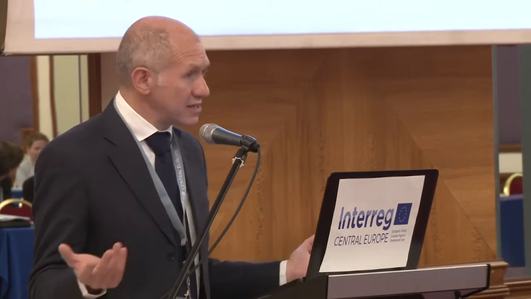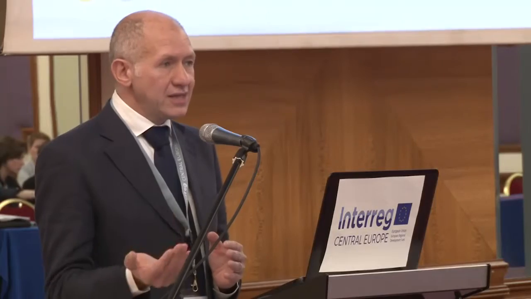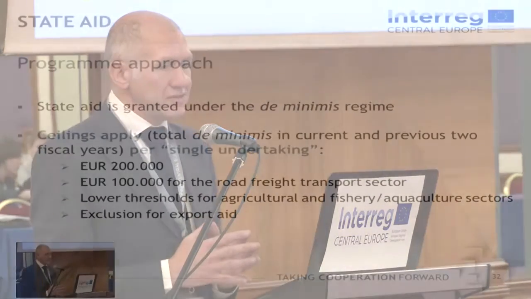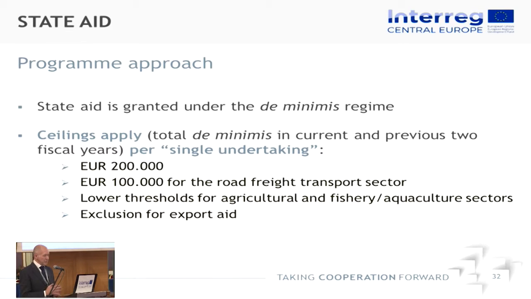We do not tend to exclude any project just because it has state aid issues. Absolutely not. What we want is to have projects which are really compliant with this policy. So the program approach is to apply the de minimis. This means that there are ceilings up to a certain level of aid which can be granted to a beneficiary in order to remain within the de minimis. These thresholds are 200,000 and 100,000 for the road freight transport sector. There are even lower thresholds for agriculture, fishery and aquaculture sectors.